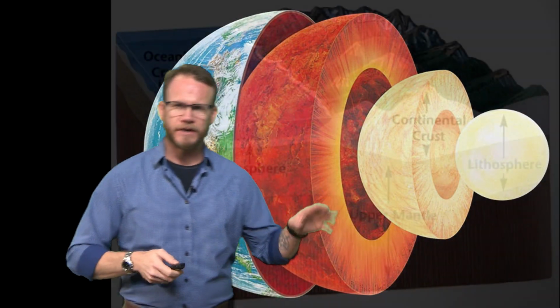What do I mean by that? Well, last time we talked about the structure of the inside of the Earth. And we talked about it all the way from the core here, all the way to the crust. And I kind of blew by and said, okay, well, we have a couple different crusts. There's oceanic and continental.